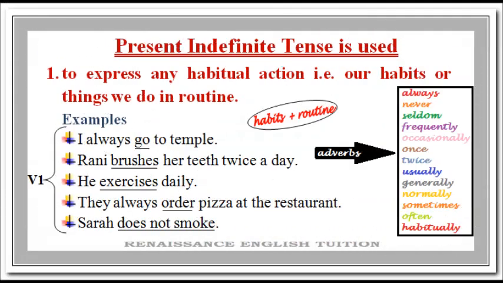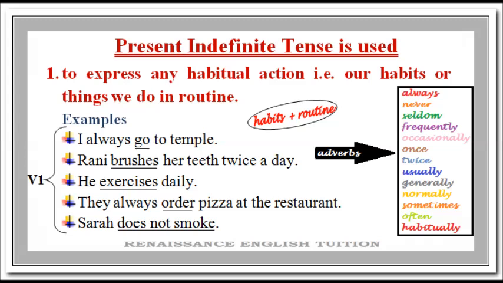Number 1. Present indefinite tense is used to express habitual actions, that is, the things we do in our routine. This tense, that is first form of the verb, is used to describe the things that are our habits and that we pursue in our day-to-day regime. Let us see some examples to understand it better.